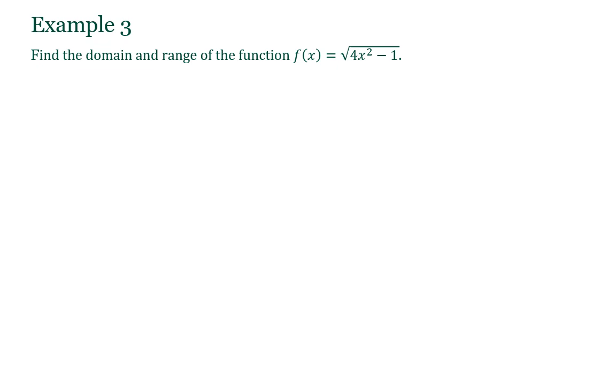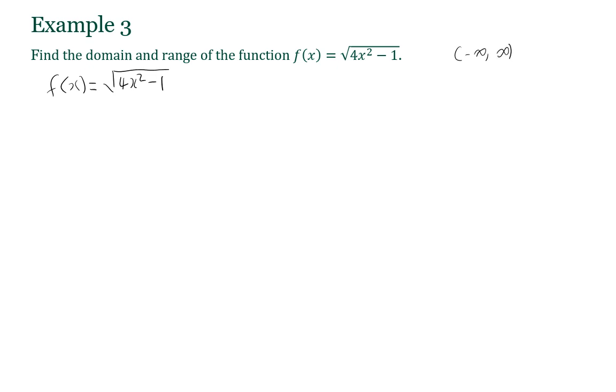In this example, we want to find the domain and range of the function f of x is equal to square root of 4x squared minus 1. So as usual, let me start by writing the function first. F of x is equal to square root of 4x squared minus 1. Whenever we are not given the domain, we know it could be minus infinity to infinity unless we have a restriction.